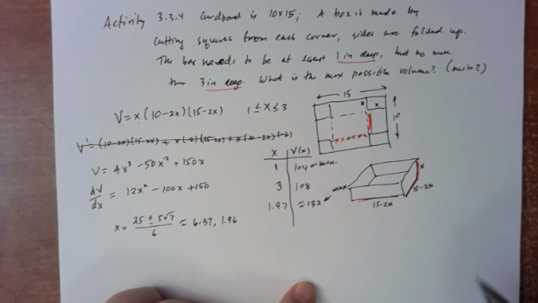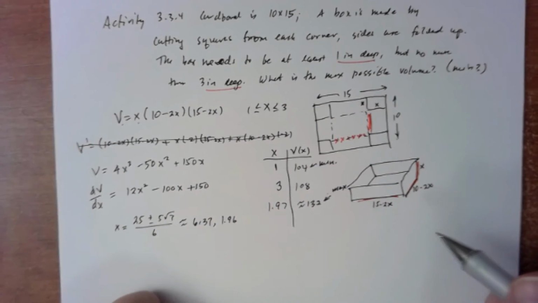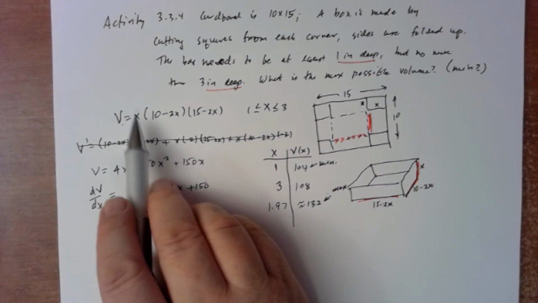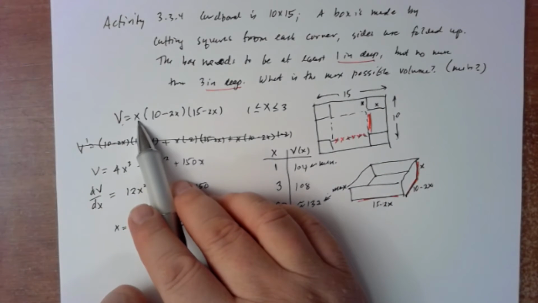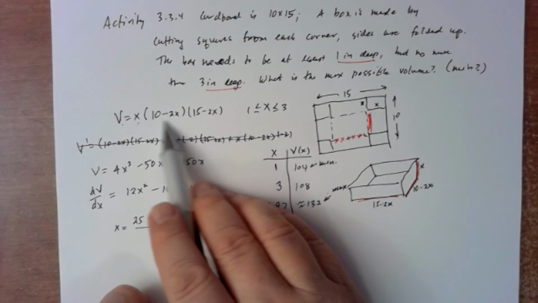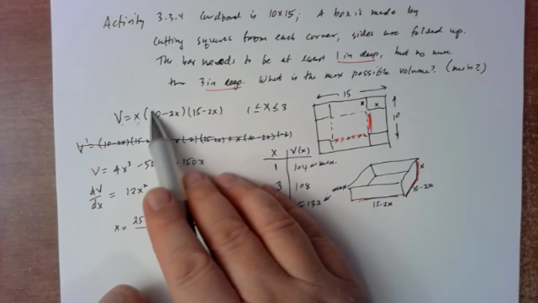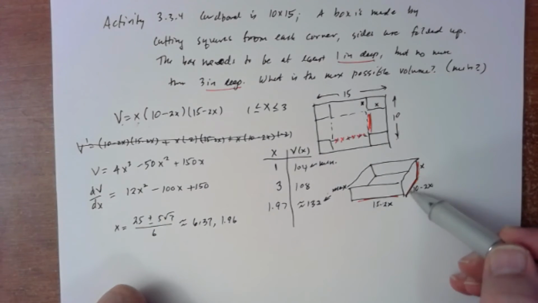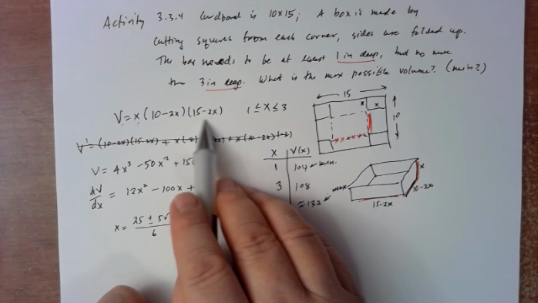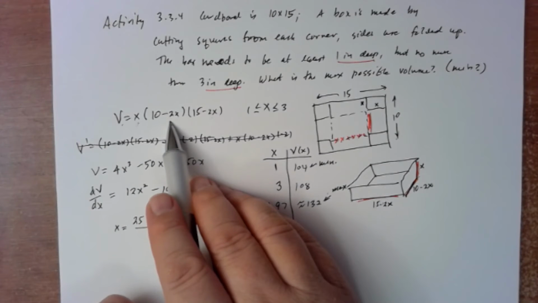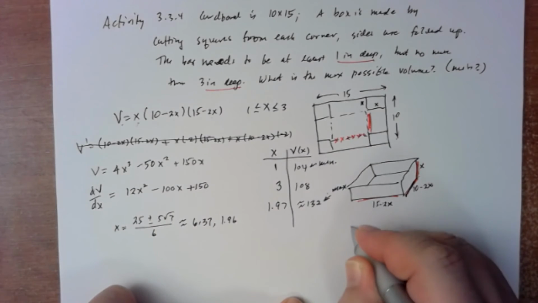Now I should say, if the 1 and the 3 had not been given, is there a natural domain for this function? Clearly x has to be bigger than 0, because otherwise our height would not be greater than 0. Then for 10 minus 2x, if x is between 0 and 5, we have a positive length. And for 15 minus 2x, x has to be between 0 and 7.5. So the natural domain here is that x has to be bigger than 0 and less than 5.